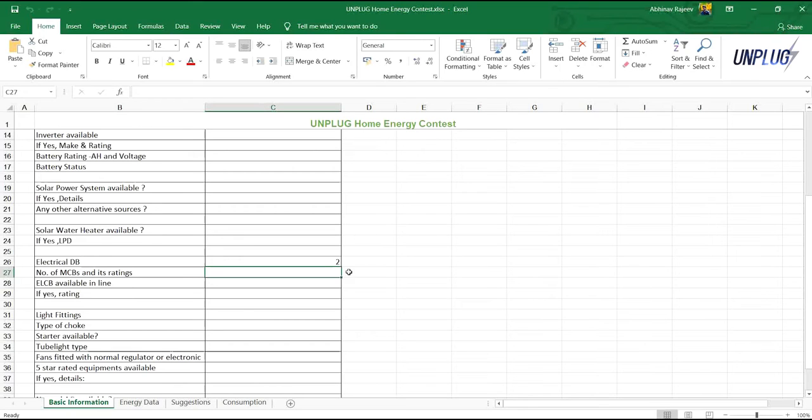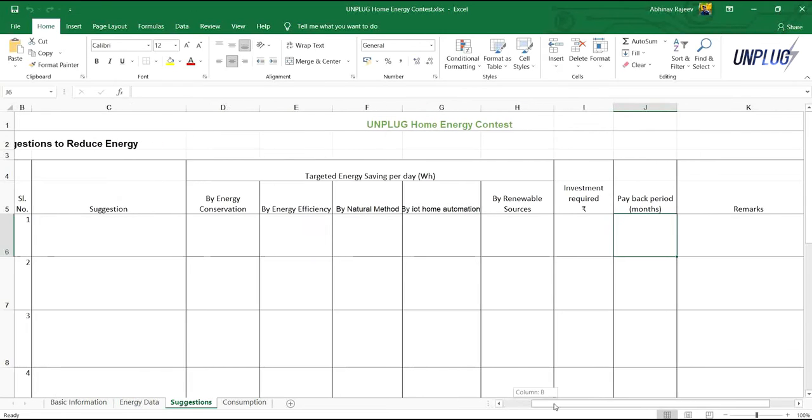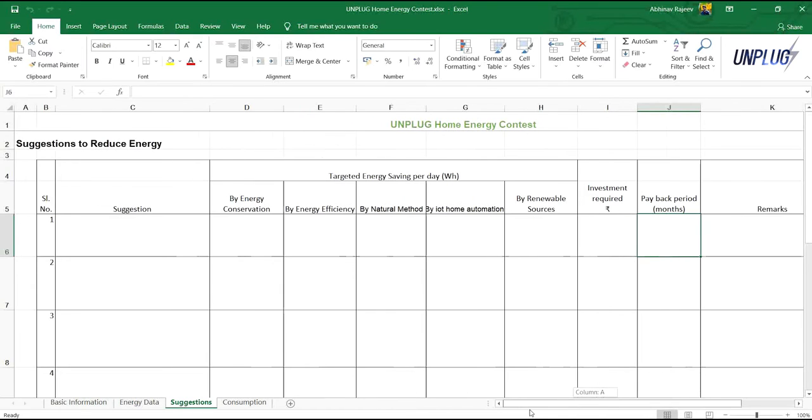So coming to tip number 4, as you know, you want to calculate the payback period, right? In the suggestions tab, you have to calculate the payback period. So let's see how to calculate that. I have already showed you, but this is a quick rewind of the scene. Okay. So how to calculate that?